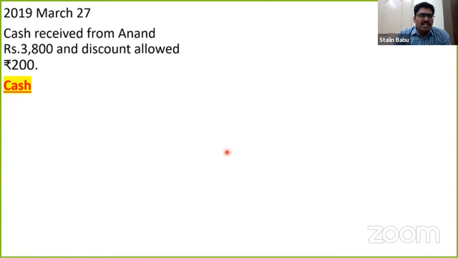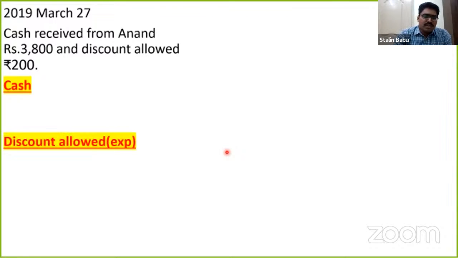On 2019 March 27, cash received from Anand rupees 3,800 and discount allowed 200. Here, cash received from Anand. So what is coming into the business? Cash, and discount allowed 200. We are receiving 3,800 from Anand and we offered a discount. We allowed him a discount of 200. So here the cash account is involved. Cash account is a real account. What is the principle of real account? The three accounts involved here are cash account, discount allowed account, and Anand account.